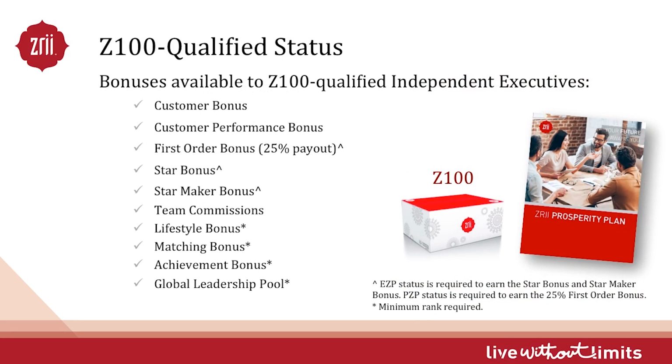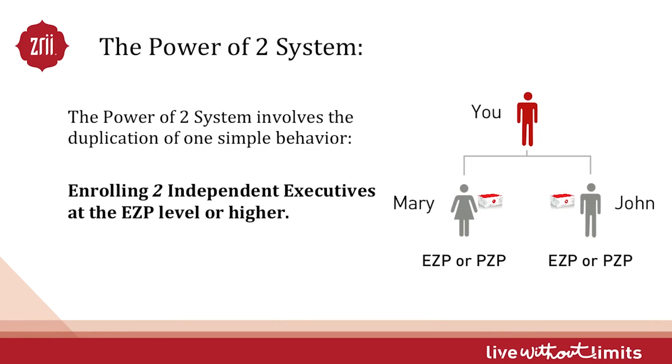So now that you understand how to enroll and how to get paid as a Zrii independent executive, let's zoom in on the Power of Two system and the 4 key bonuses you'll use to duplicate it. The Power of Two system is extraordinarily simple. We call it the Power of Two because at its very core, it involves the duplication of one very simple action: enrolling 2 independent executives at the EZP level or higher.